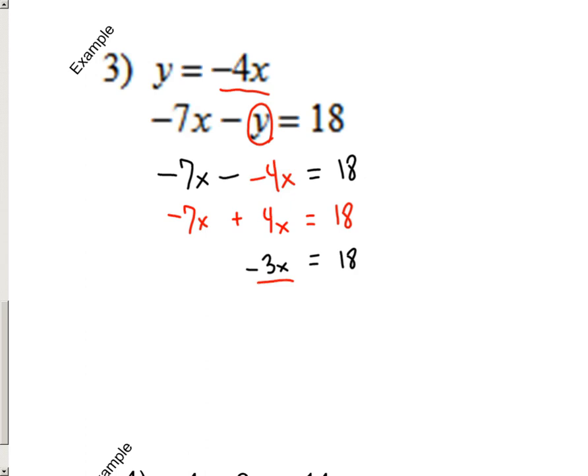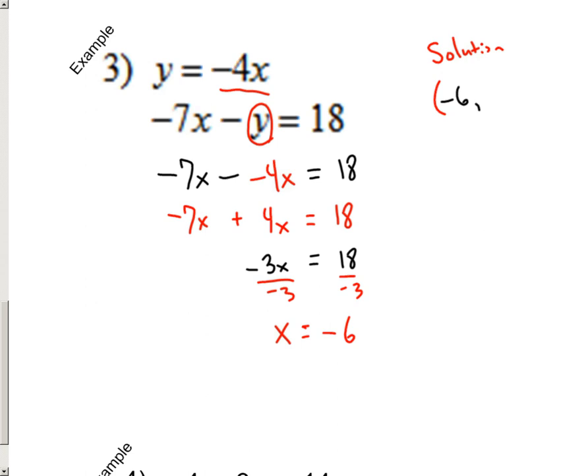And now I can divide both sides by -3. So x is going to be equal to -6. So I'm going to go ahead and write the solution right here and plug in this -6 for my x value, because that's what x is equal to.